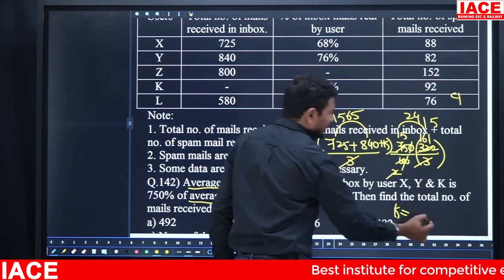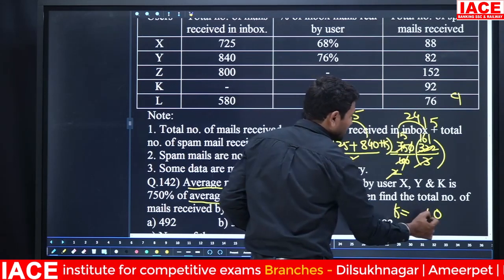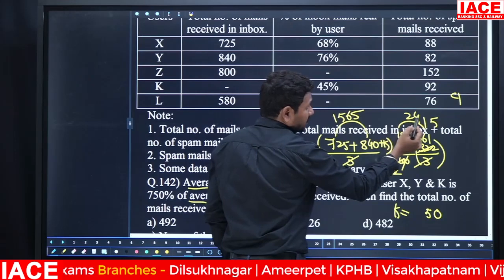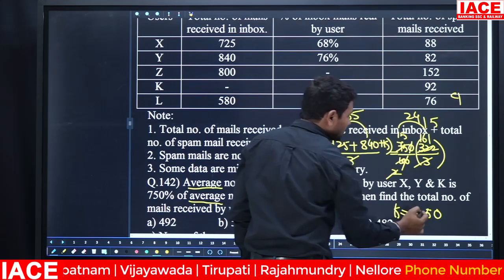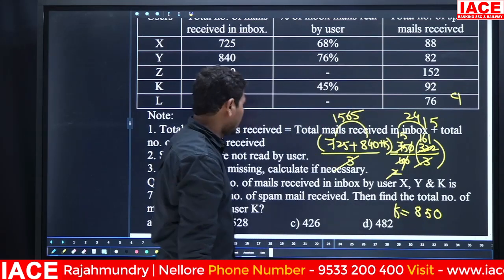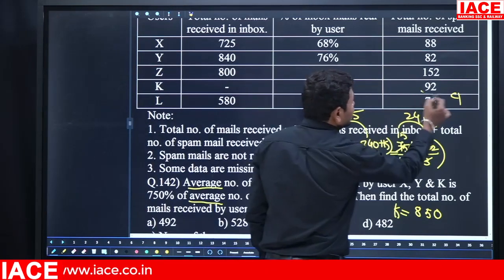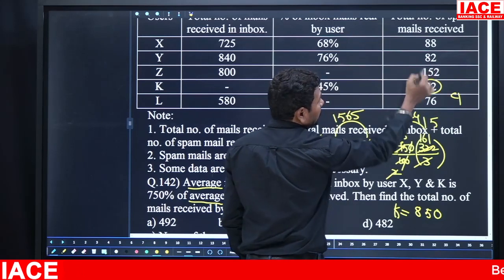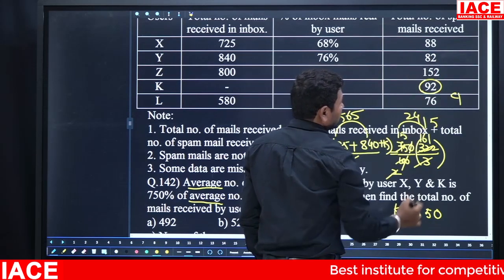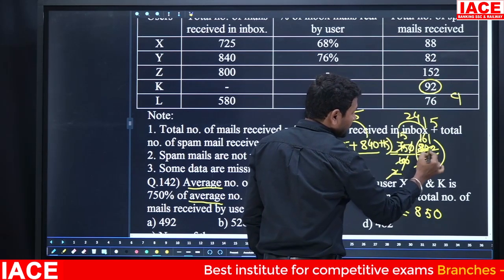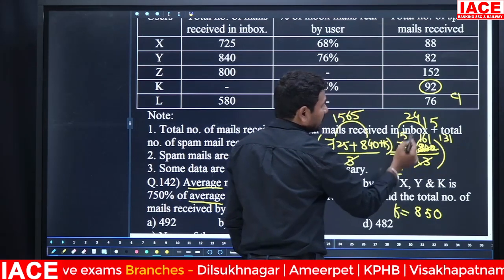Here 5 minus 5 is 0, and 1 minus 6 means 11 minus 6, the result is 5. Next 3 minus 5 means 13 minus 5 is 8, so 850. Here a small correction: the K value we can consider as 92, not 152. So 170 plus 92 is 262. Half of 262 is 131. This 131 is multiplied by 15.